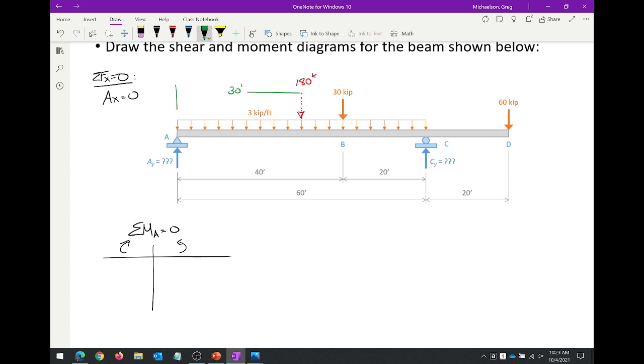Now I got something I want to say about this operation I'm doing right here, where I'm collapsing this into a point load. That's very, very important here in a bit. Okay, so we have 180 times 30. We got 30 times 40. Don't forget that 60 kip load all by its lonesome. What's the moment arm for that 60 kip load? 80, there we go. Making sure everybody's awake this morning. All right, and then the only thing resisting it is Cy at a moment arm of what, 60 feet?